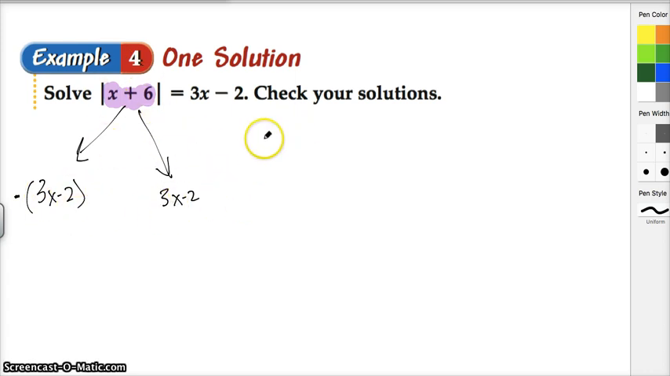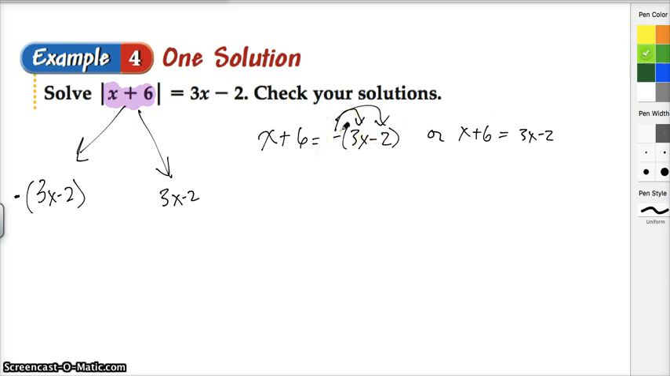So I'm going to work on those two problems I just created. x plus 6 is equal to negative 3x minus 2, or x plus 6 is equal to positive 3x minus 2. And so I've got two equations to solve, but I can handle it. Noticing that there's a negative out here, I've got to distribute that negative. I actually think of it as a negative 1. If I distribute negative 1, what I end up with on the right side of this equation is a negative 3x plus 2.